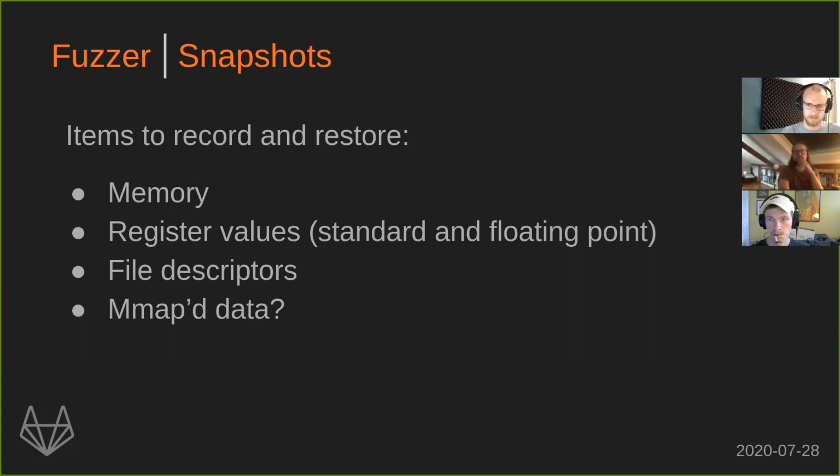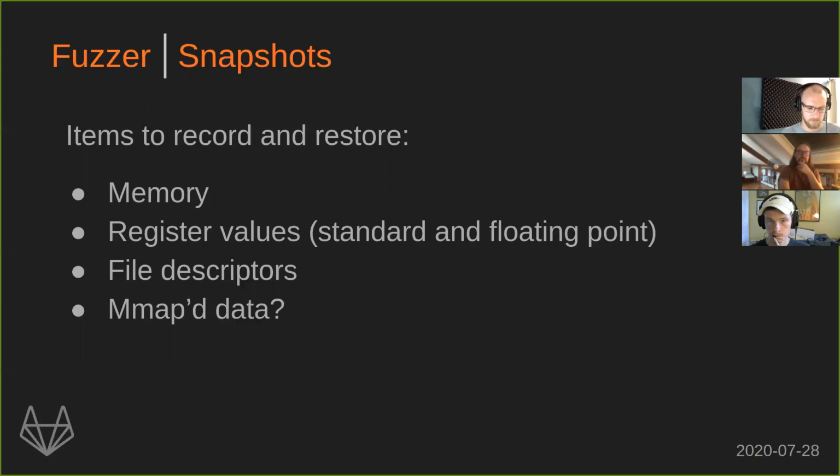So, register values. There are standard and floating point registers. You need to snapshot both of those sets and save them so that they can be restored. File descriptors. Let's say a process has 10 files open. How are you going to handle those?